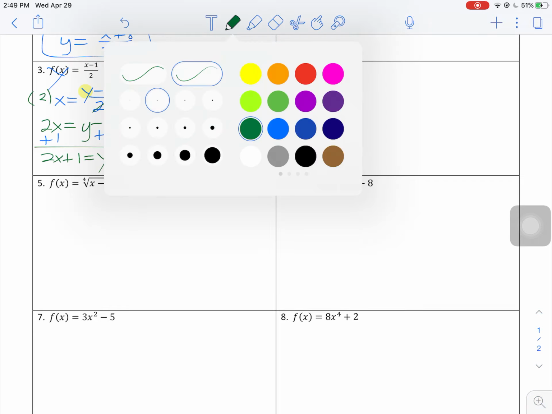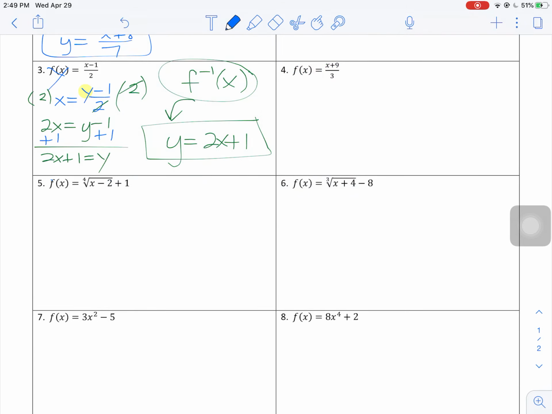On number 5, we're going to replace f of x with y to start. That's kind of like our step 0, remembering that f of x and y are essentially the same things. And then we have to switch x and y. Nothing else gets changed, just switch x and y. If you do that, you get a 4 on standard 3.2.